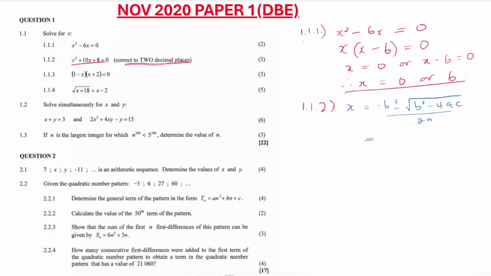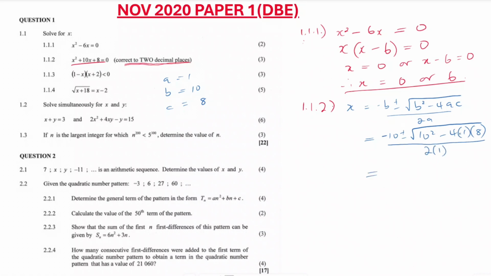Our a is the coefficient of x squared. In this case, our a is 1. b is the coefficient of x, which is 10. Then c is the constant value, which is 8. So now we substitute that into our formula. So our b, which is 10, so that's going to be minus 10 plus or minus square root of 10 squared minus 4 times a, which is 1, then our c is 8, all over 2 multiplied by our a, which is 1.